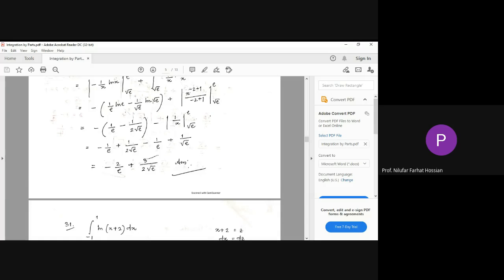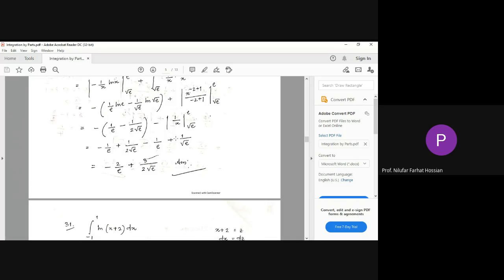You see, just use the property of logarithmic function. Ln of root over e means ln of e to the power half, and in ln of e to the power half, this half can be taken to the left side of this ln. So this half will be here, and here remains simply ln e, and ln e is 1. So ultimately it will be simply 1 by 2 into root over e.